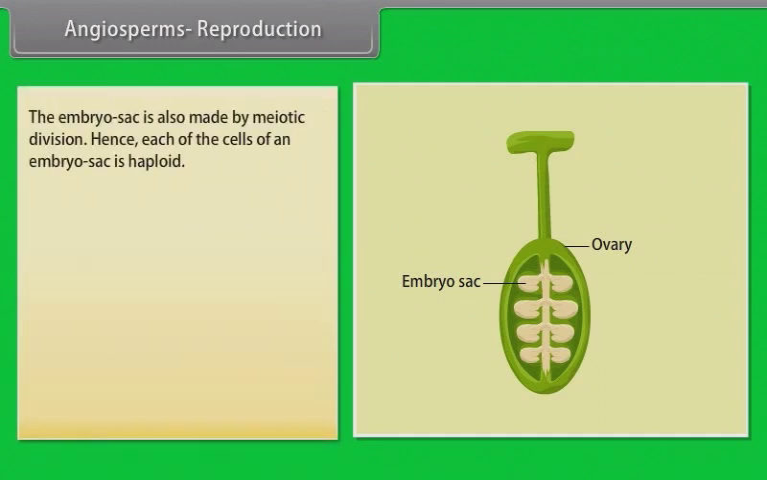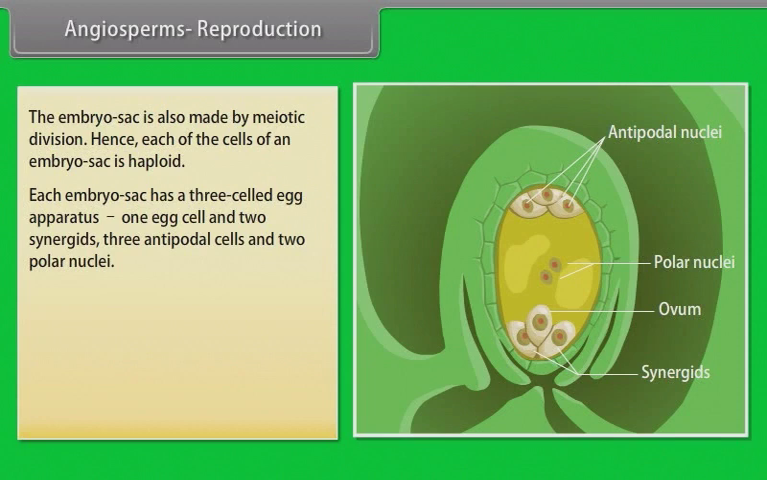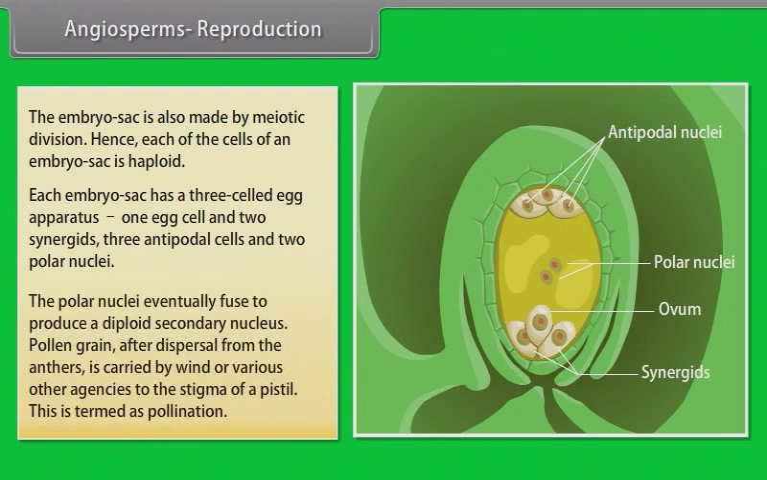The embryo sac is also made by meiotic division. Hence, each of the cells of an embryo sac is haploid. Each embryo sac has a three-celled egg apparatus, one egg cell and two synergids, three antipodal cells, and two polar nuclei. The polar nuclei eventually fuse to produce a diploid secondary nucleus.